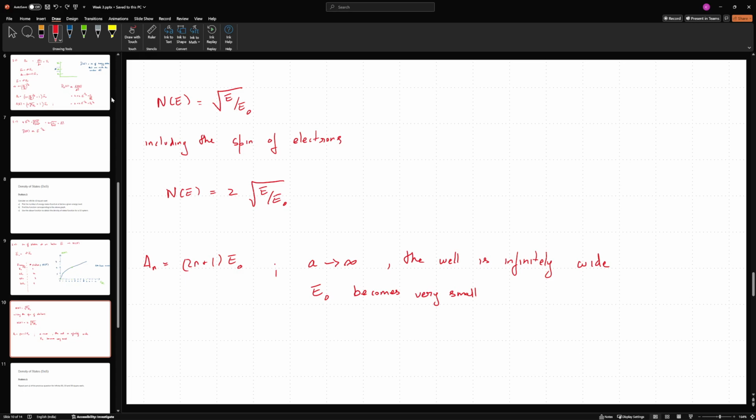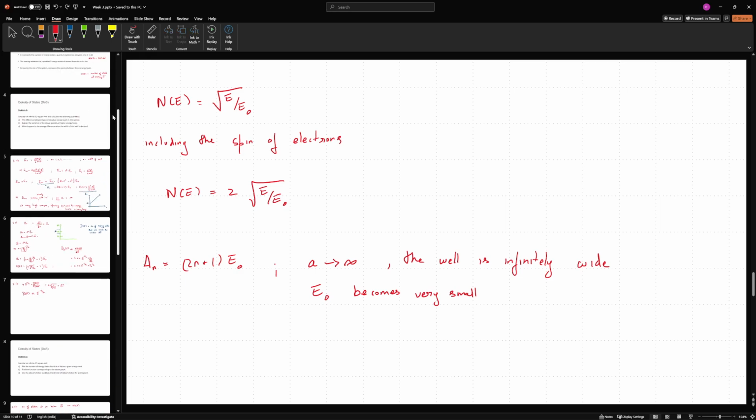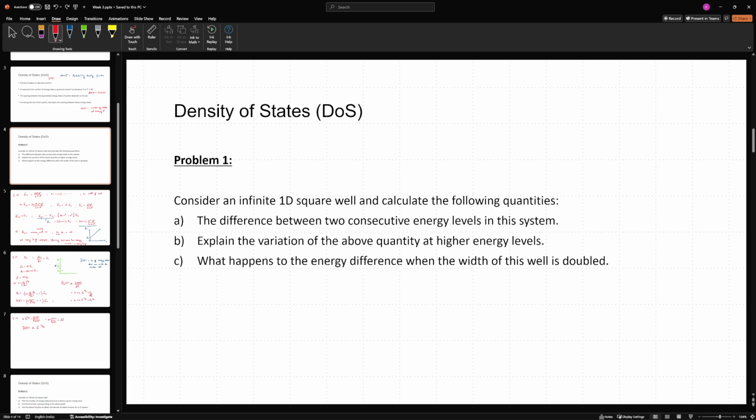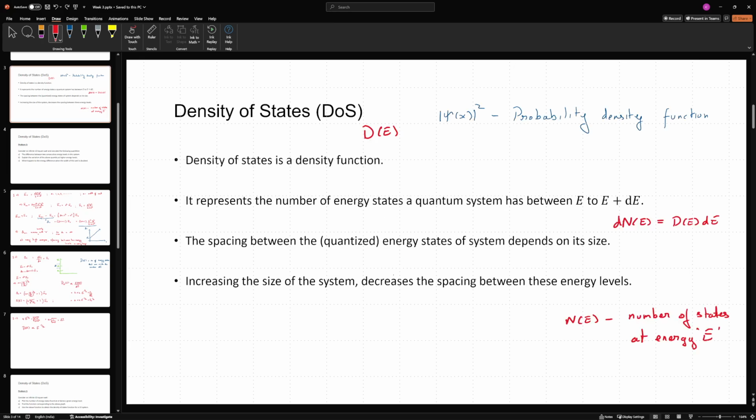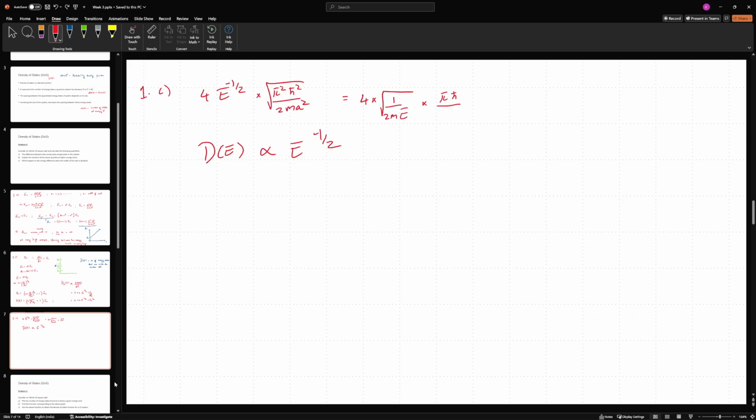Now remember what I had written in the intro slide. Oh, this is the questions. Yes. So remember, I told you the spacing between the quantized energy states of a system depends on its size. So the larger I make my system, the smaller the spacing becomes for the case of a 1D system. And yes, that is what is written here. And I wrote dn of E is equal to d of E times dE. So I had essentially given the answer in the first slide itself.